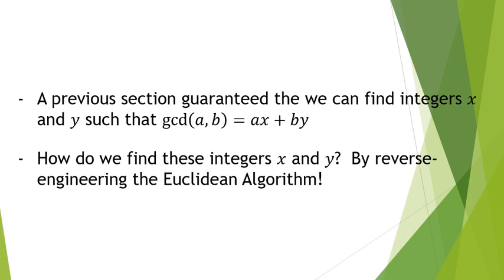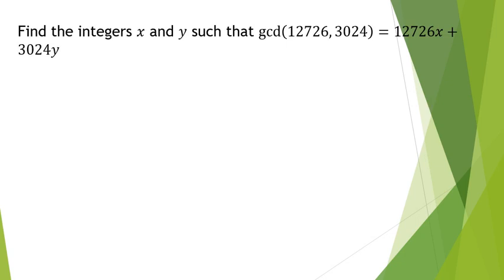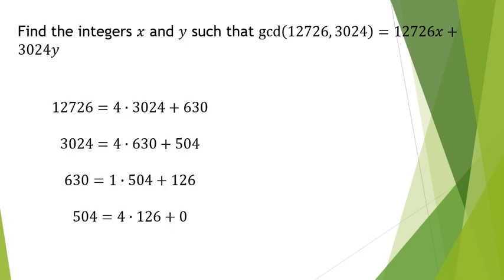So in the notes, we found the GCD of 12,726 and 3,024. We want to find the integers x and y such that 12,726x plus 3,024y is equal to the GCD of 12,726 and 3,024. And if you look back in the notes, when we did the Euclidean algorithm to figure out what the GCD is, we found that the GCD was 126, and these were the set of 4 steps that we used.